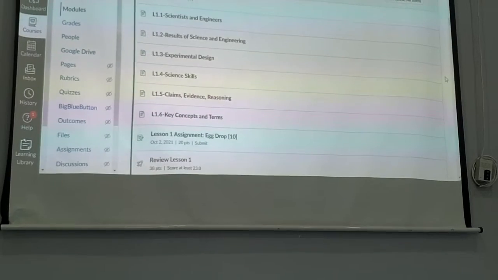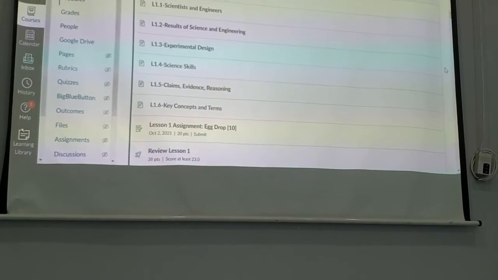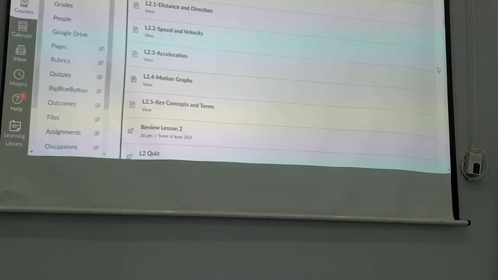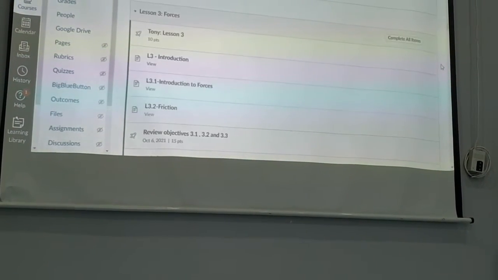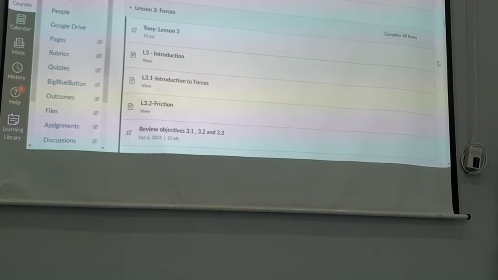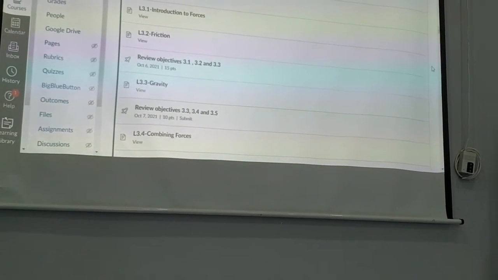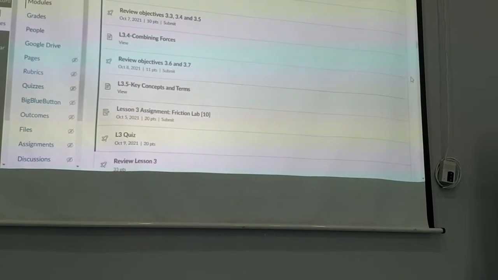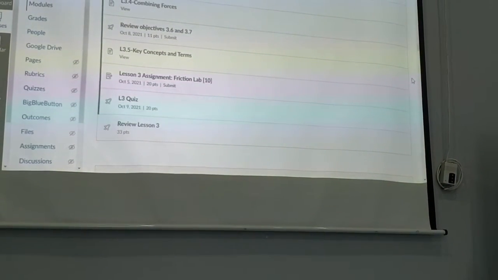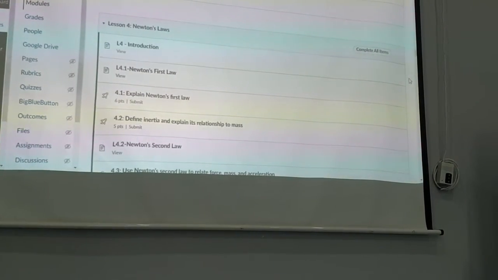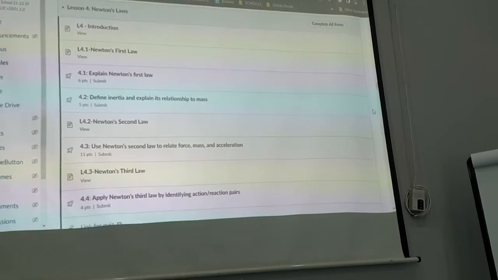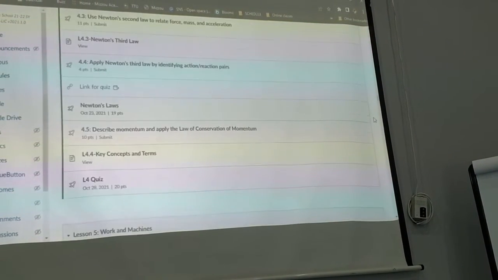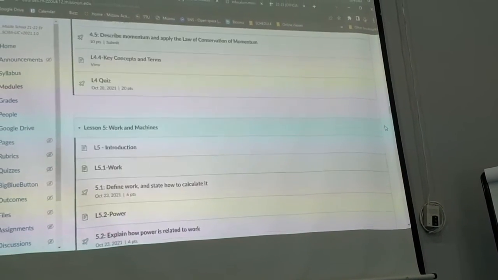I can't read that. So lesson 1, nature of science. Okay. Lesson 2, motion. Okay. Forces, friction. So you've started to understand this. Lesson 4, Newton's laws. Okay. Work and machines.